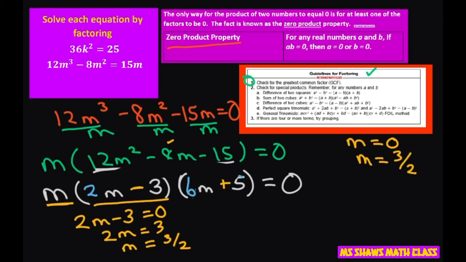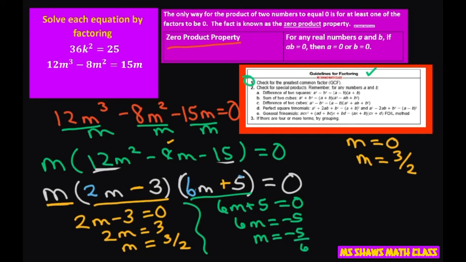And then for this one, do the same thing. 6m plus 5 equals 0. Subtract the 5. Divide by 6. So now we have 3 solutions.